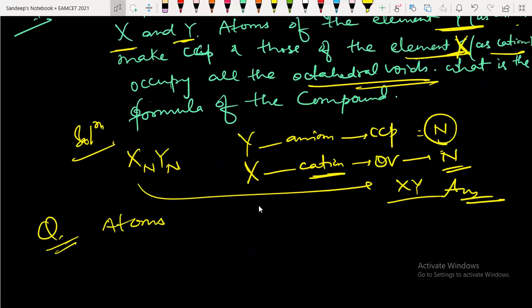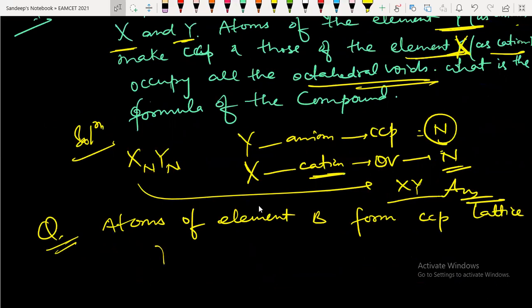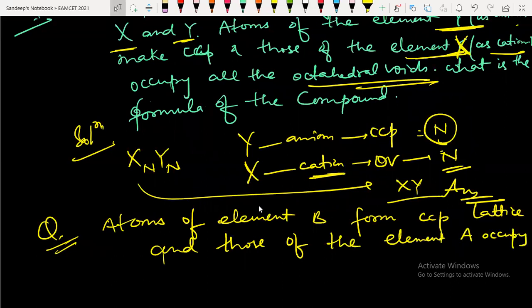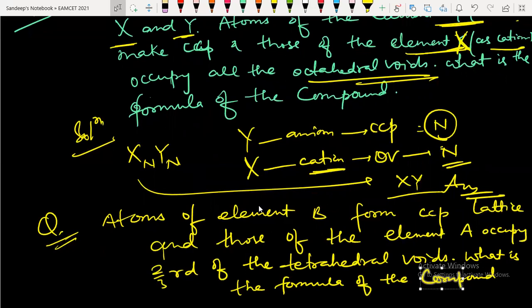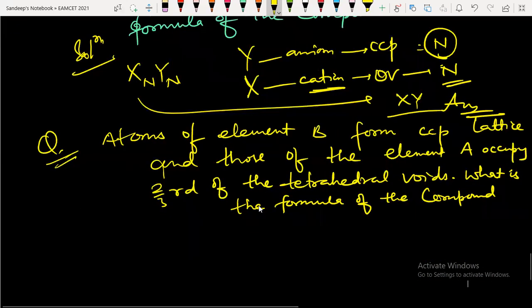Atoms of element B form a CCP lattice, and those of the element A occupy 2/3 of the tetrahedral voids. What is the formula of the compound?